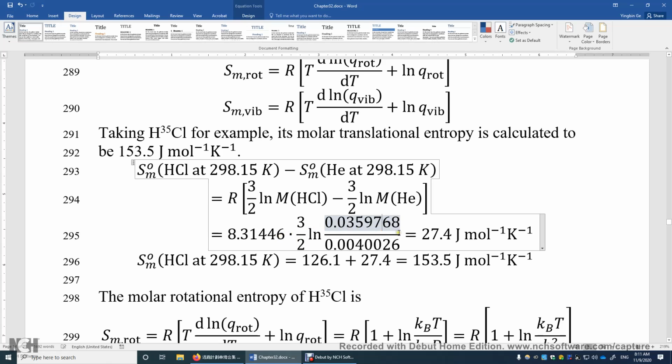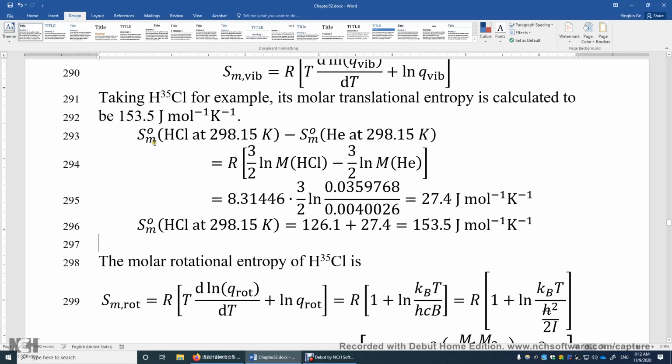And then we look at the difference between the molar entropy of HCl and the molar entropy of helium for their translational motions. The difference is 27.4. We know the molar translational entropy for helium, and therefore this plus the difference, we get 153.5 joule per mole per Kelvin. That's the molar translational entropy for HCl.